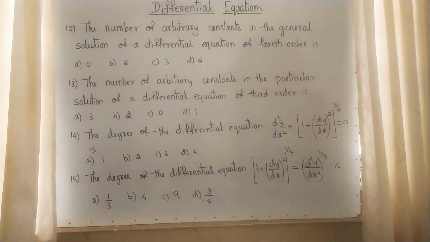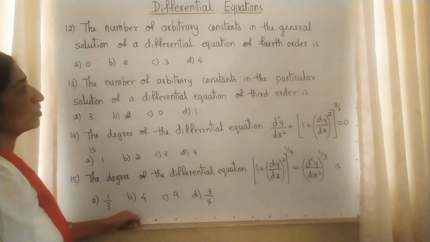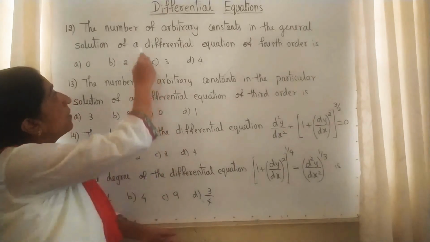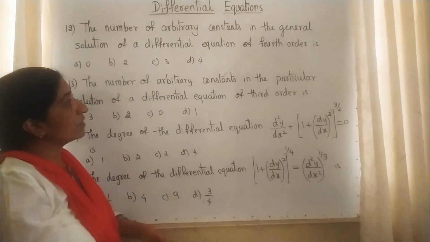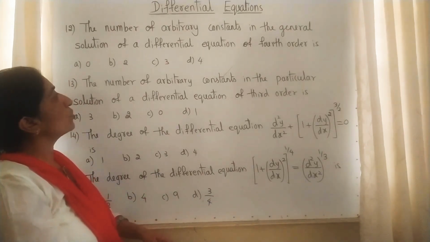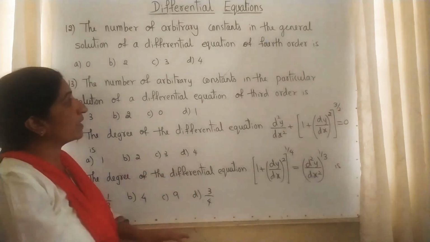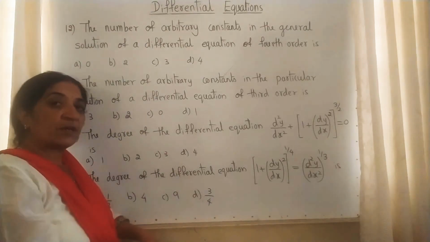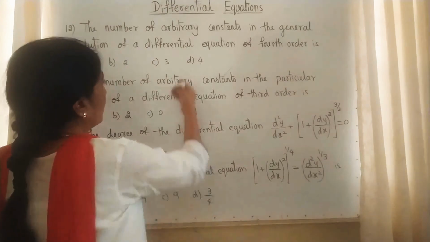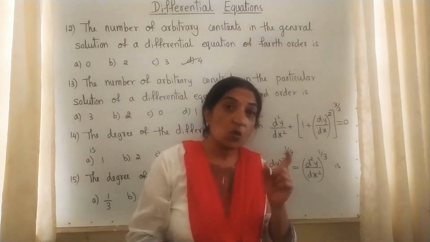See the 12th question. The number of arbitrary constants in the general solution of a differential equation of 4th order is. See, the general solution depends on the arbitrary constants. How many arbitrary constants are present, that much is the order we are finding. So the number of arbitrary constants in the general solution of a differential equation of 4th order: if the order is 4, it means there are 4 arbitrary constants. Understood? Remember, the general solution depends on the number of arbitrary constants.